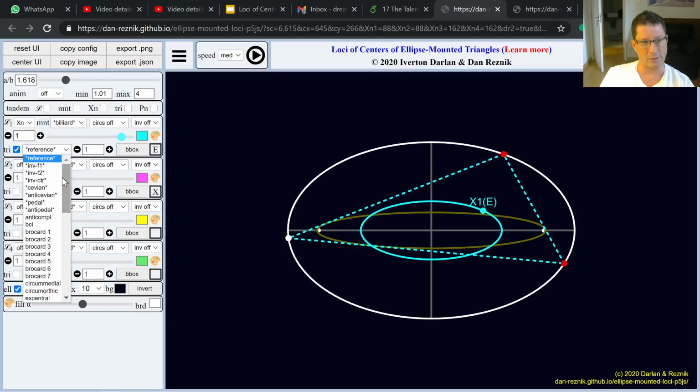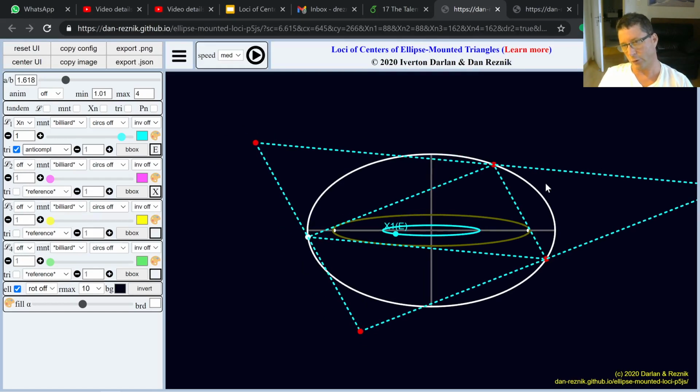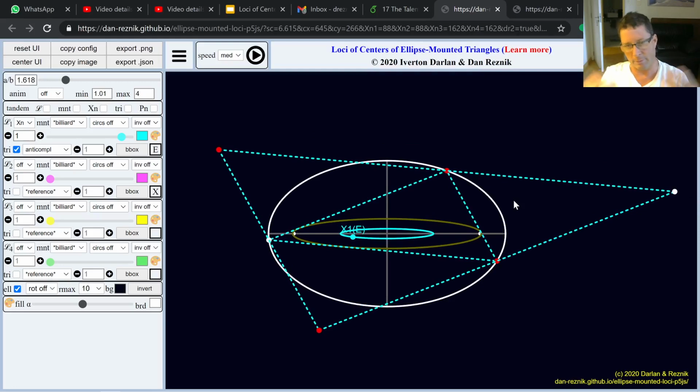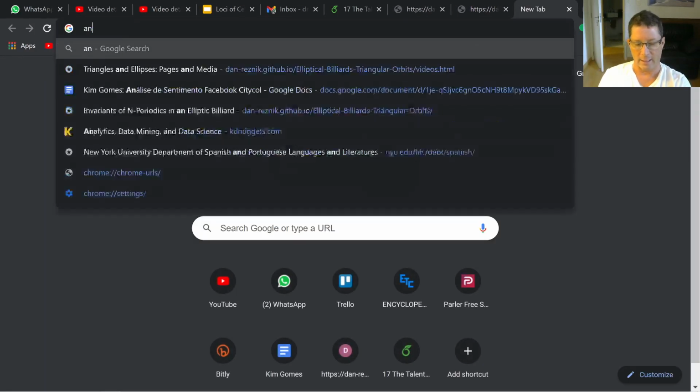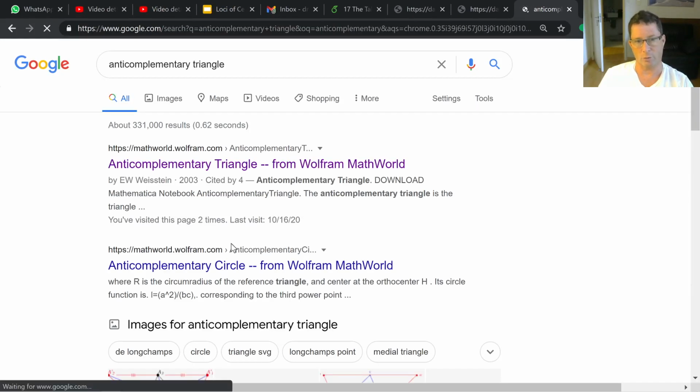For example, let's take the anti-complement triangle right here. If I select anti-complement, I'm going to get my original family triangle here, and on top of it, I'm going to have a derived triangle. The anti-complement triangle, I just remember by memory, but you can always go to MathWorld. If you search anti-complementary triangle on Google and go to MathWorld, it's going to show you what the construction is.